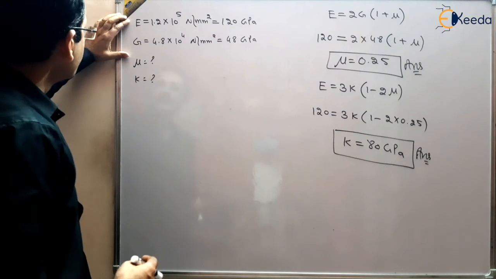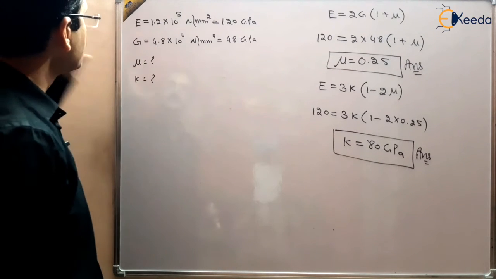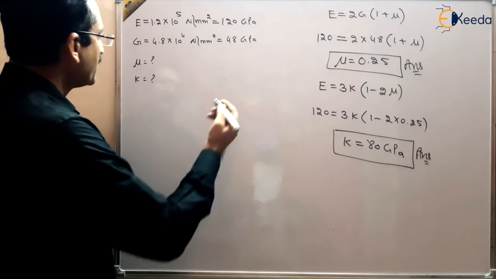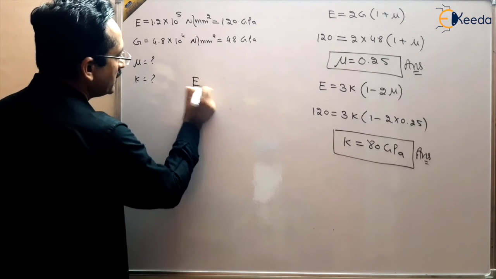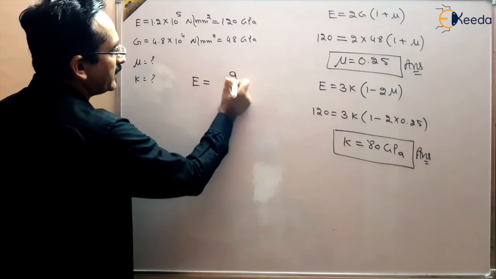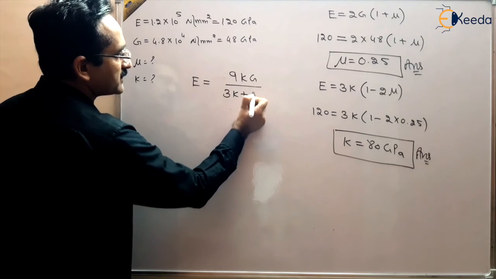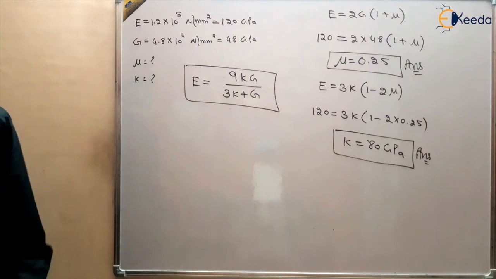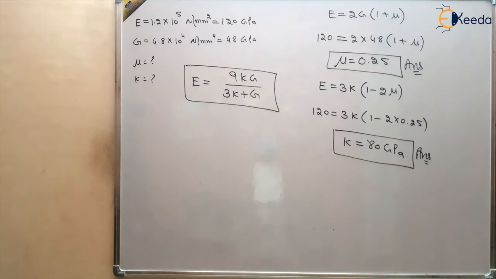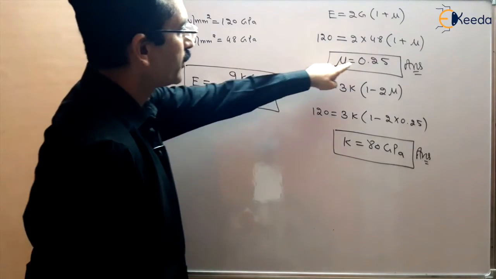Another way is that suppose you do not want to find mu in between, only K is to be found out. Then we have a direct relation between E, G and K. And what is that relation? E is equal to 9KG by (3K plus G). Remember this equation. From here also we can find out K directly without knowing mu.